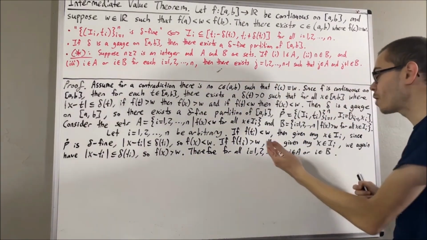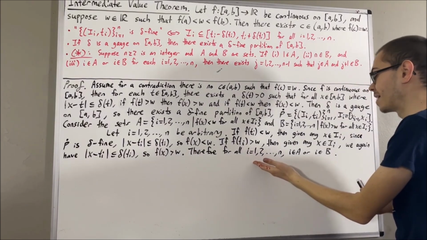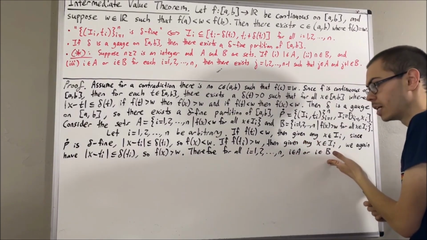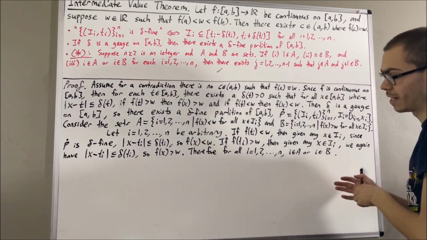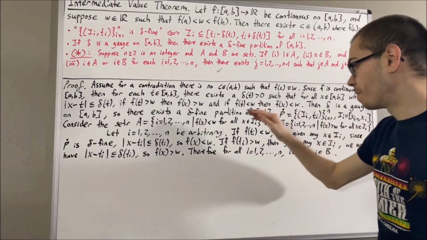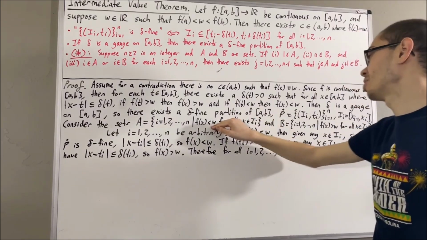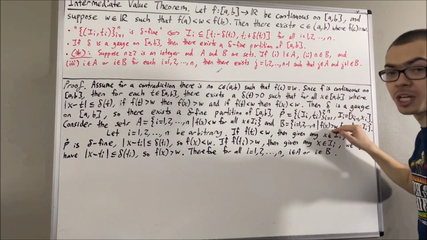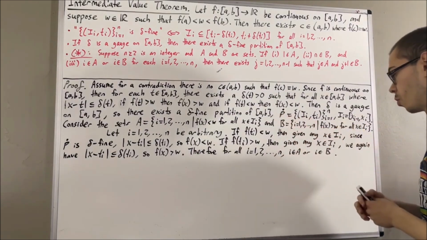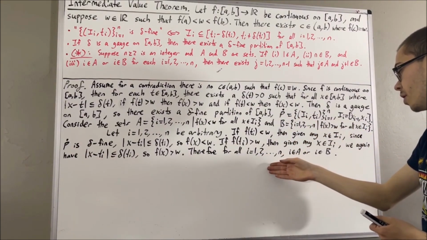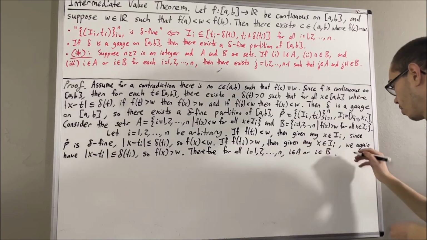But we can never have an integer i that's an element of both A and B. Because if that were the case, then every output value on the subinterval I_i would be less than w, but also every output value would be greater than w as well. And that's absurd. So yeah, no integer can be both an element of A and B.